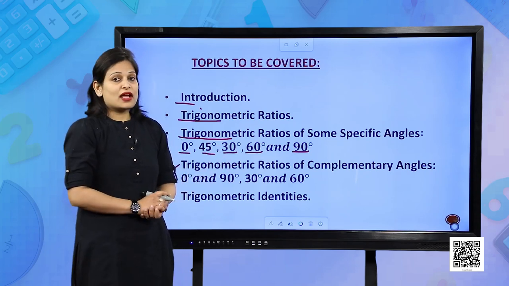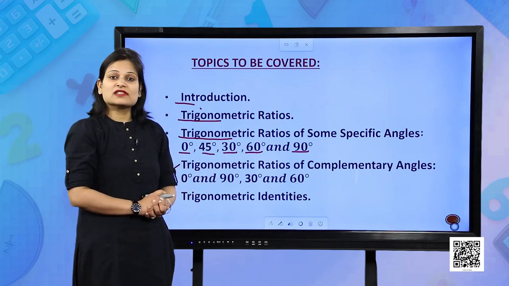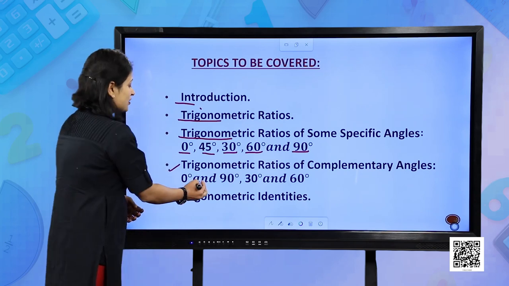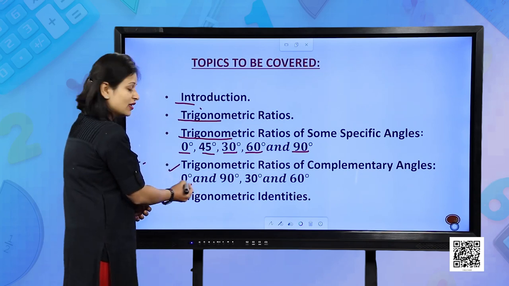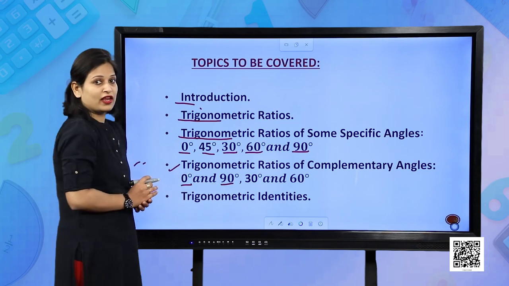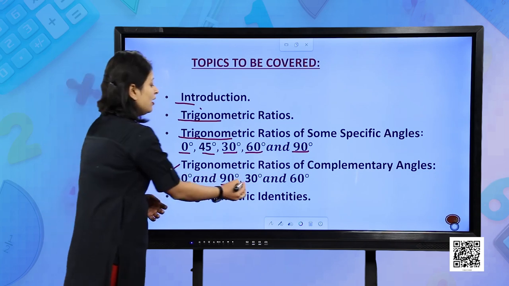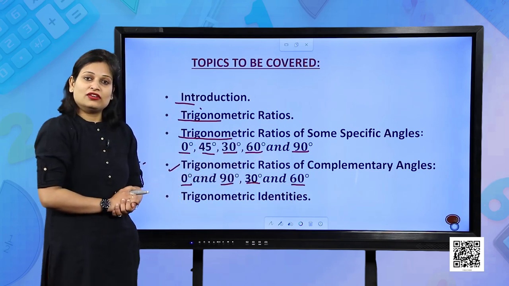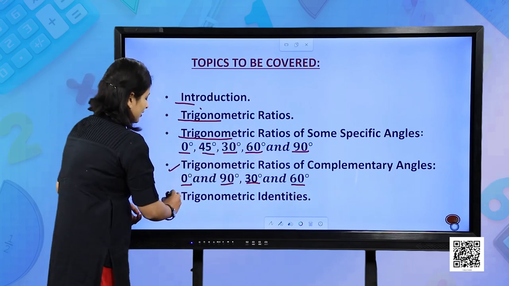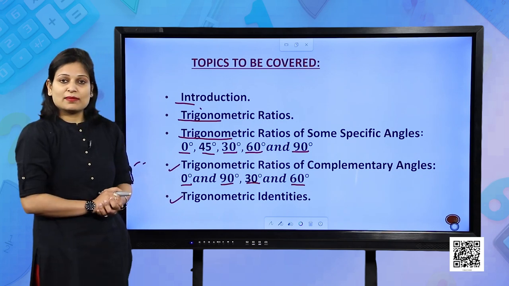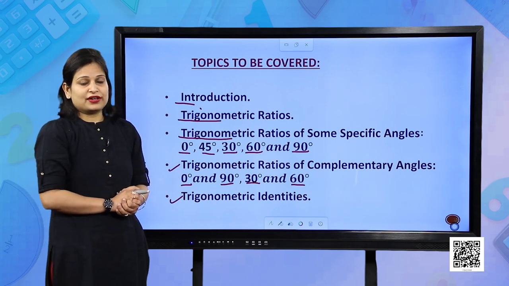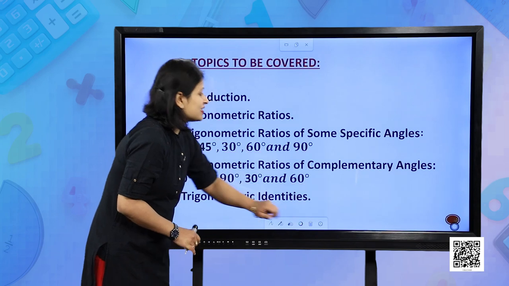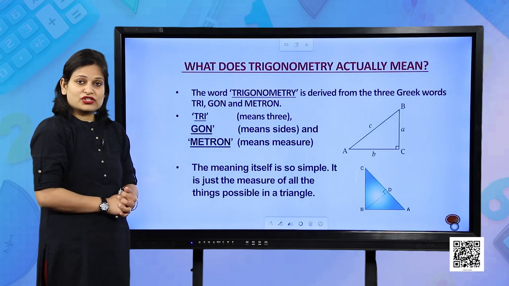Complementary means the sum of two angles must be 90 degree. As you can see, when you will add 0 degree and 90 degree, you will get 90 degree only. When you will add 30 degree and 60 degree, you will get 90 degree only. And the last, we are going to discuss about trigonometric identities. Now, we will start with introduction.